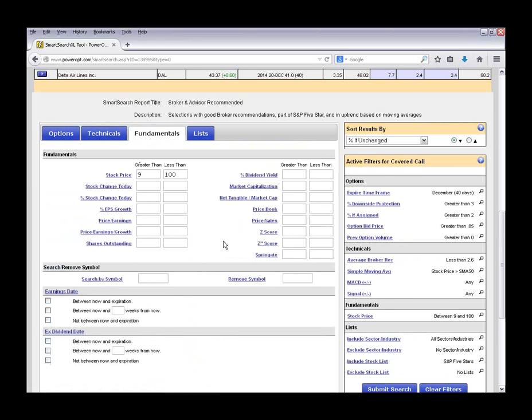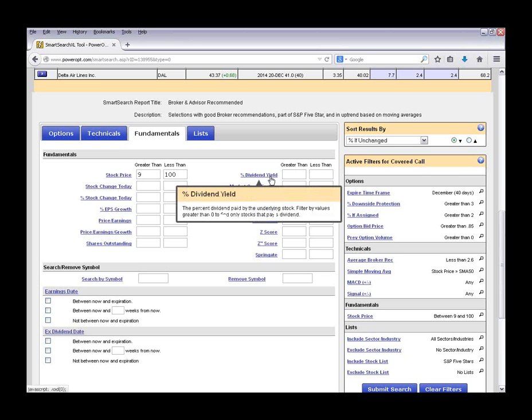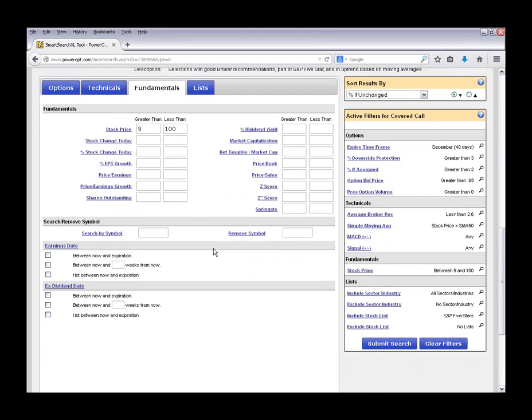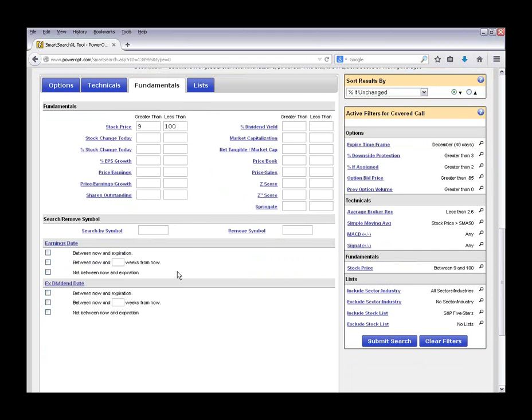Now the fundamentals, this is where we'll find the basics such as stock price. If we want to look for dividend-paying stocks, we can enter in our required dividend yield for our securities. Market cap, earnings per share growth, price to earnings ratio, number of shares outstanding, price to book, price to sales, and so forth. And even now, you can of course screen to look for stocks that do or do not have an earnings date between now and expiration.